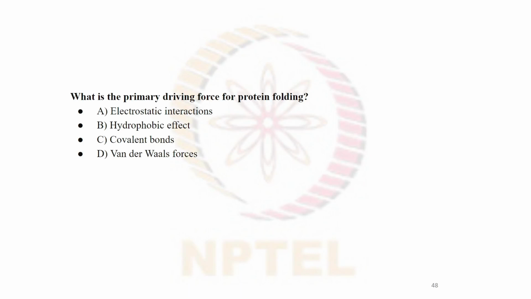Based on its contribution. For example, when we observe a protein, we look at the number of electrostatic interactions present, divided by the number of residues contributing to electrostatic interactions. Hydrophobic effect: the number of hydrophobic interactions divided by the number of residues involved in forming hydrophobic interactions. Covalent bonds: the number of covalent bonds divided by the number of residues that could be involved in covalent bonds. Similarly, van der Waals. The higher the value, the more it is a primary driving force. These are normalized values.